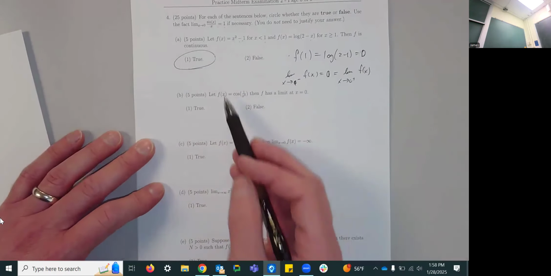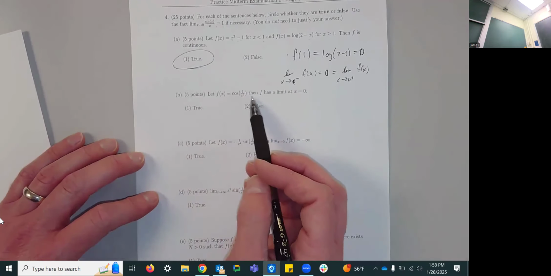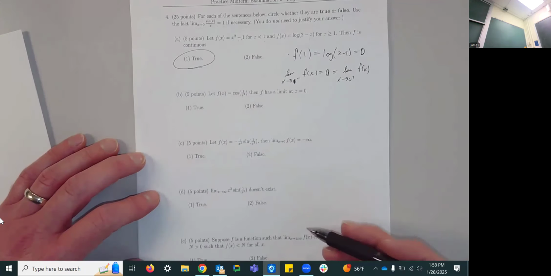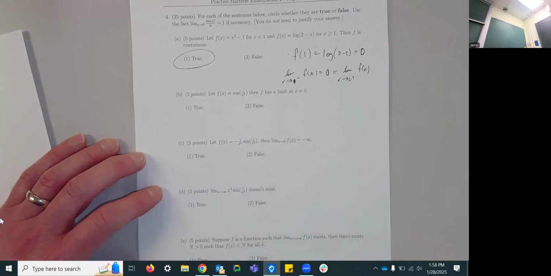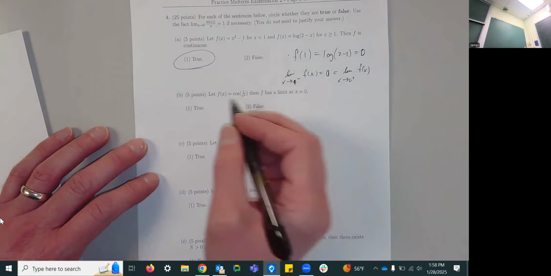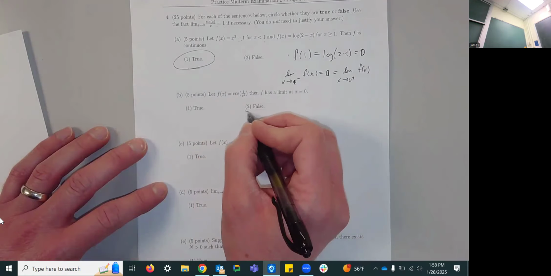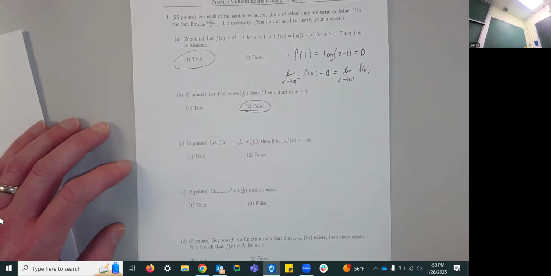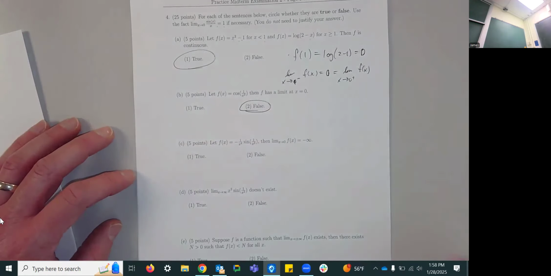Next one. F of x equal to cosine of 1 over x squared. F has a limit at x equal to 0. We've already kind of seen that wasn't true in the previous example with the sine of 1 over x squared. Same kind of deal here. This one does not have a limit as x approaches 0 because you get this infinite oscillation thing.